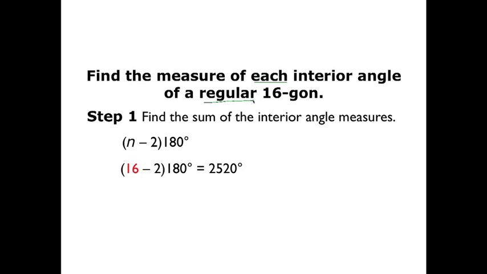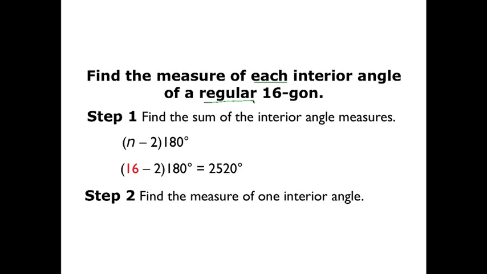I want to find the measure of just one of those angles. Since this is a regular 16-gon, and in any regular polygon all the angles are congruent, each angle measures exactly the same. So all I need to know is that the sum of them is 2,520 and there are 16 of them, so to get one I'll just divide 2,520 by 16. So I'm going to get that the measure of one interior angle is 157.5 degrees.